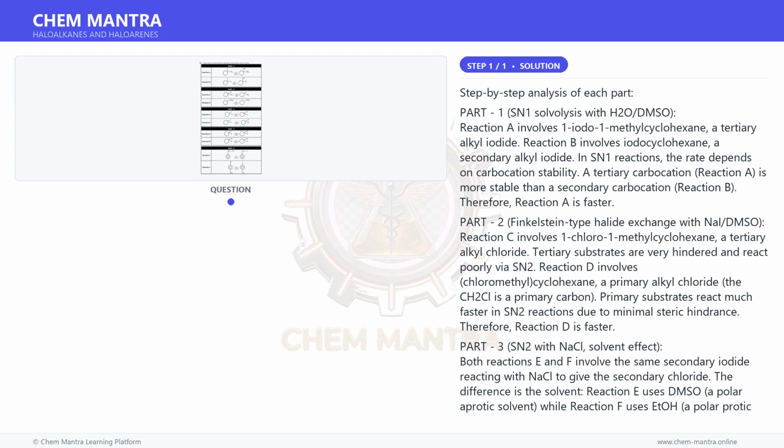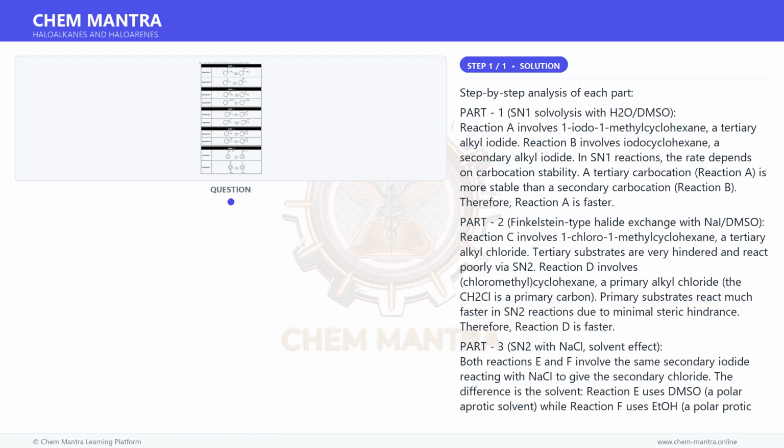Part 1. SN1 solvolysis with H2O-DMSO. Reaction A involves 1-iodo-1-methylcyclohexane, a tertiary alkyl iodide. Reaction B involves iodocyclohexane, a secondary alkyl iodide.